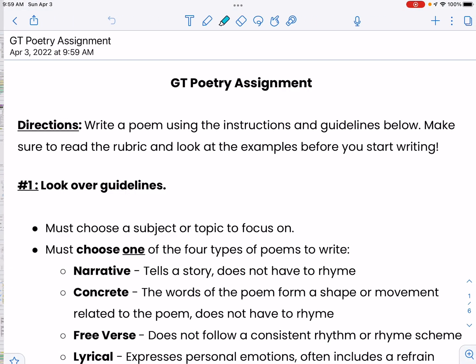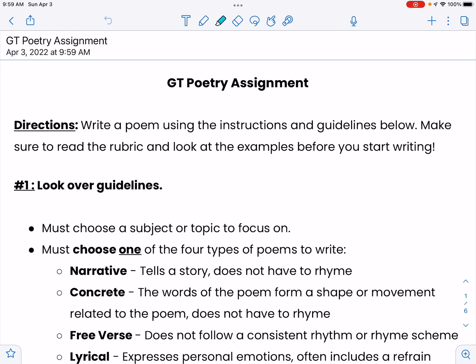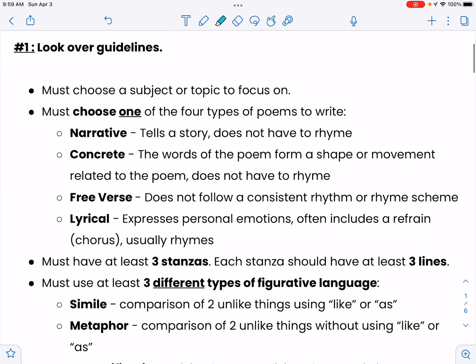So here is where I want your creativity to get flowing, okay? We are writing a poem using the instructions and guidelines below. Make sure to read the rubric and look at the examples before you start writing. So let's look at the guidelines first.